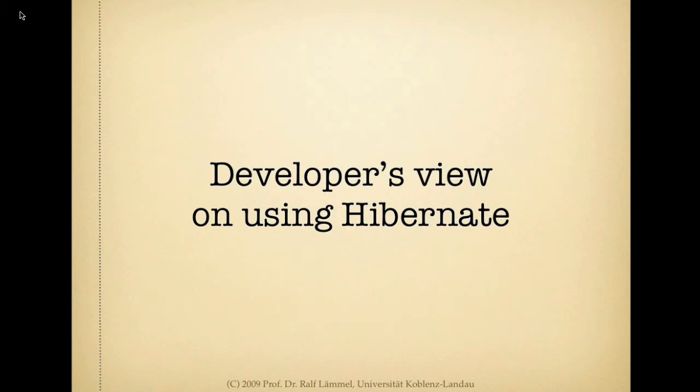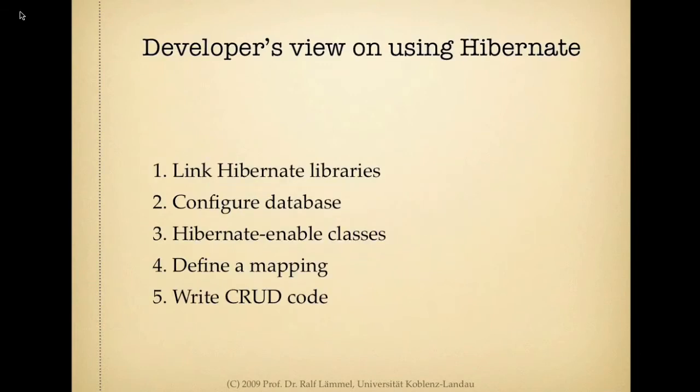Now we want to discuss Hibernate from the developer's point of view. Five things need to be done by the developer. He needs to get his hands on the Hibernate libraries. The database needs to be configured in a certain way. All relevant classes for persistent objects need to be enabled for Hibernate in a certain way. A mapping needs to be given from classes to database tables, and CRUD code on persistent objects needs to be written in a certain way.